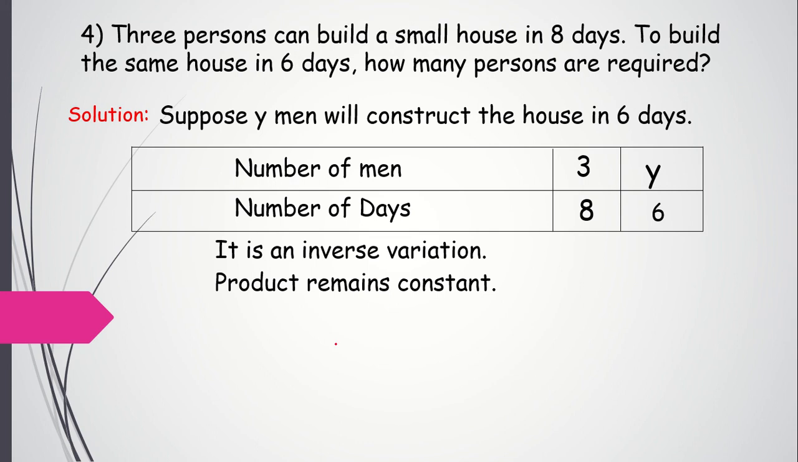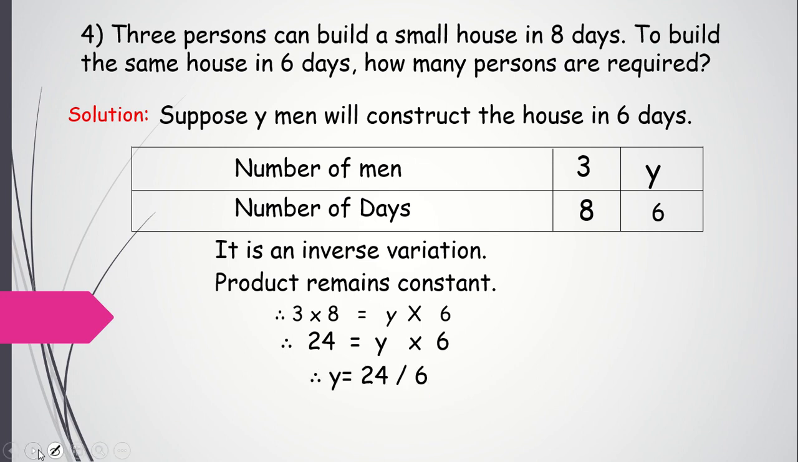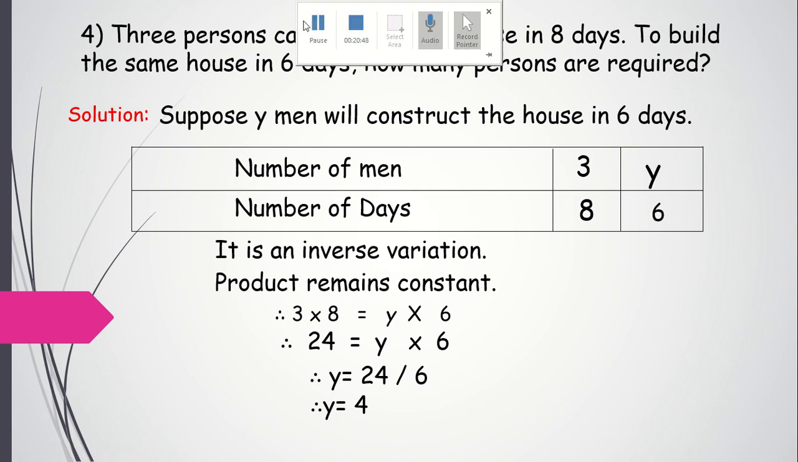So we will take the product now. 3 into 8 is equal to Y into 6. Product of related quantities will remain constant since this is an inverse variation. So 3 into 8 is equal to Y into 6. So 24 is equal to Y into 6. Bring this 6 this side. Y is equal to 24 by 6. Therefore Y is equal to 4.